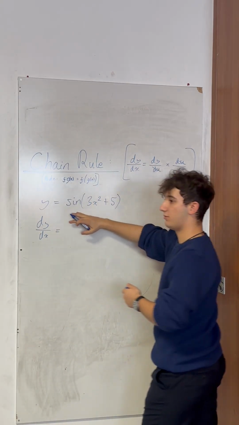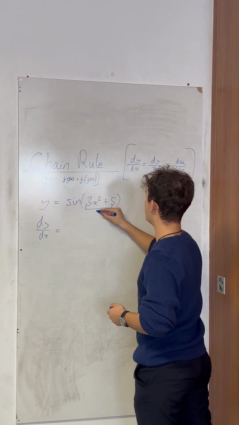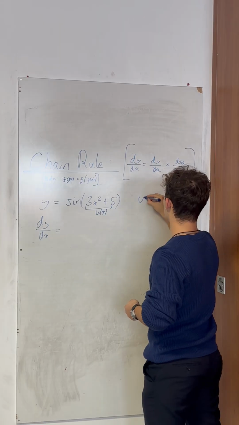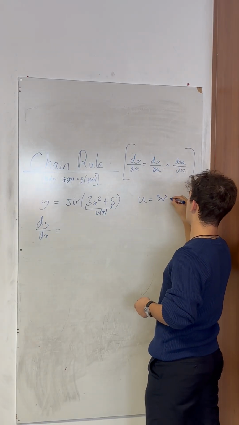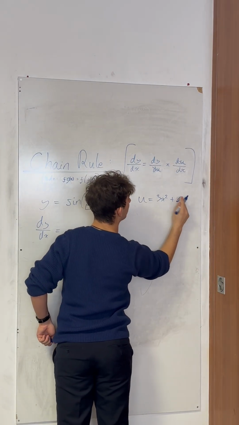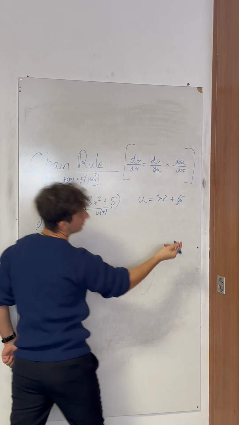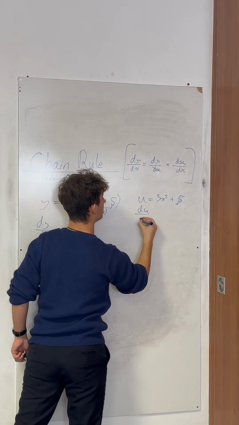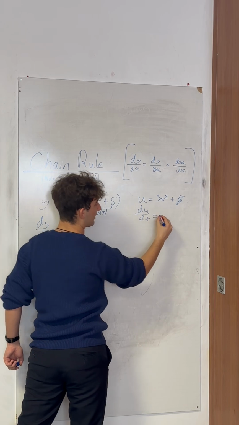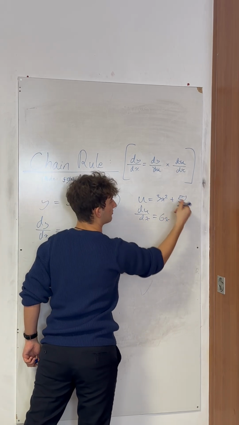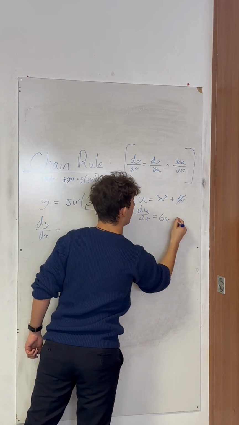For example, this one here, let's take this part to be our u of x. So u equals 3x squared plus 5. Our derivative of u is going to be, bring that down, so it's 6x, and of course that just goes away, so plus 0.